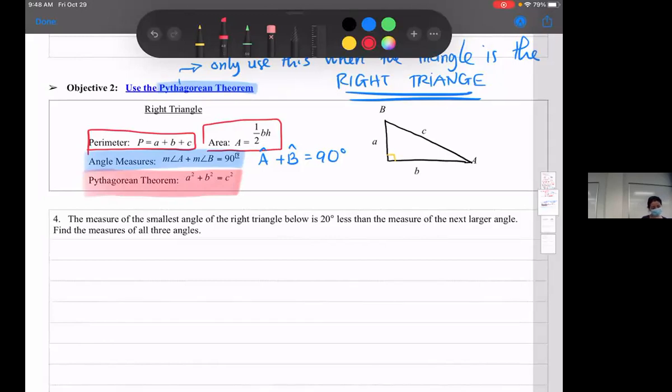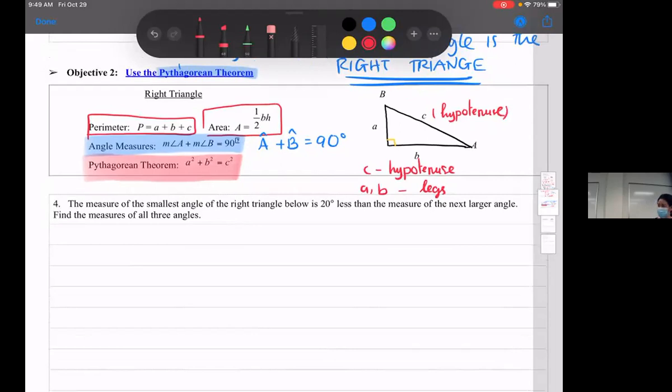Now, if you look at the picture, what do we call C in trigonometry? What do we call C? Hypotenuse. Yeah, hypotenuse, right? So this right here is the hypotenuse. And the A and B we call legs, the two legs. So C is the hypotenuse. A, B, we call them legs. And usually the hypotenuse is the longest side.